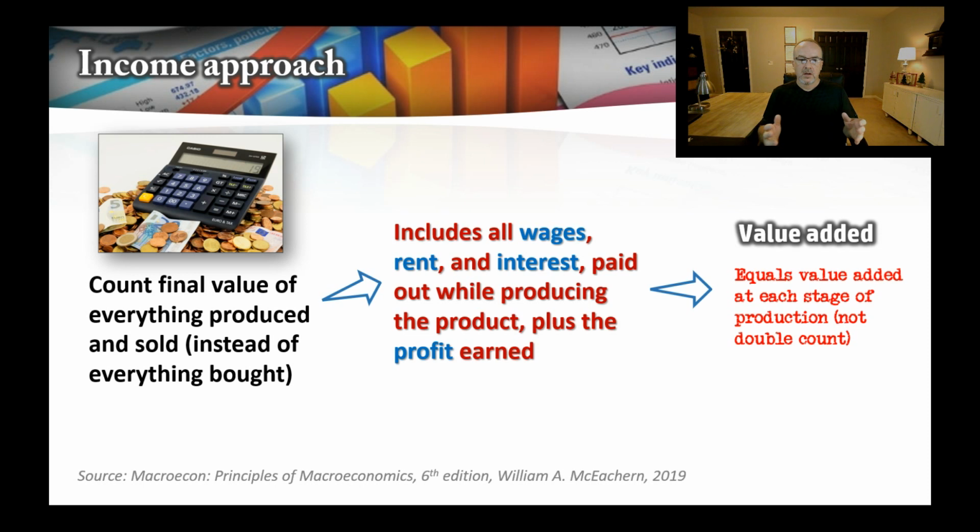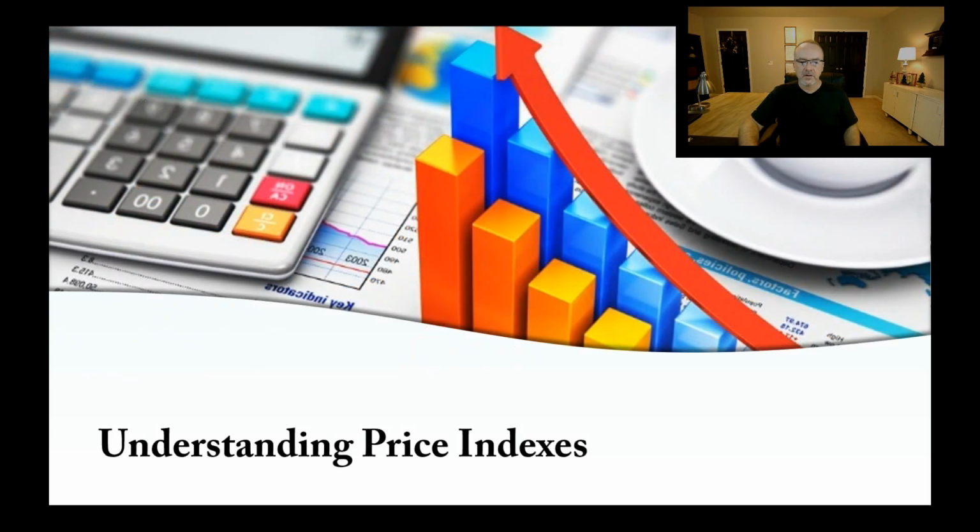Well, you can't count the $100 that I've already sold it for because that's already been counted. So the way that they count it is they just count the value added, that $50 of additional value. And if you count the value added all the way down until the product is actually sold, then you end up with the total income for that product. So now let's talk about understanding price indexes.